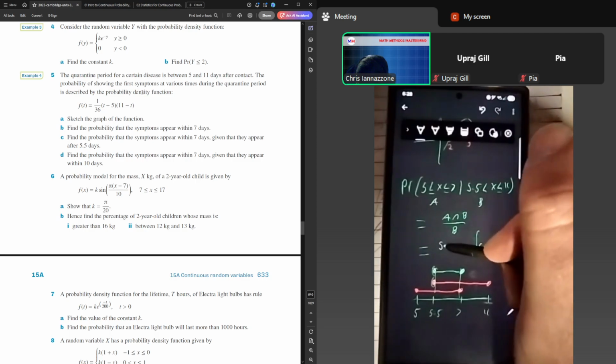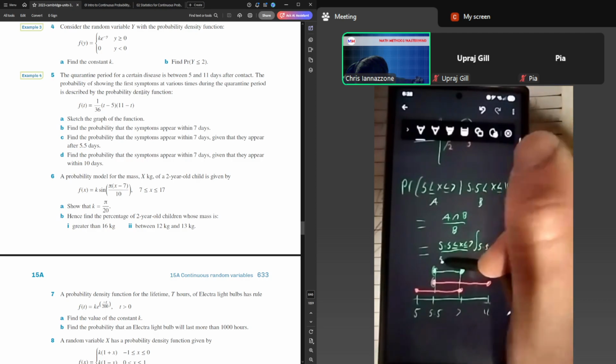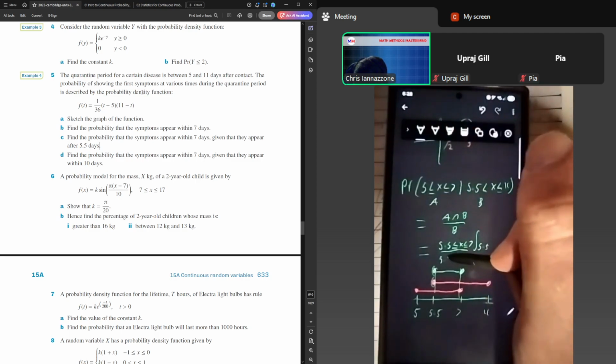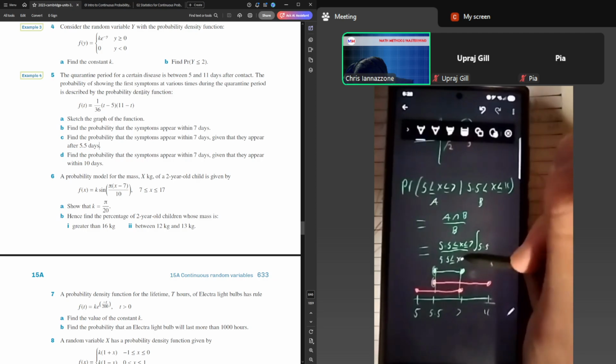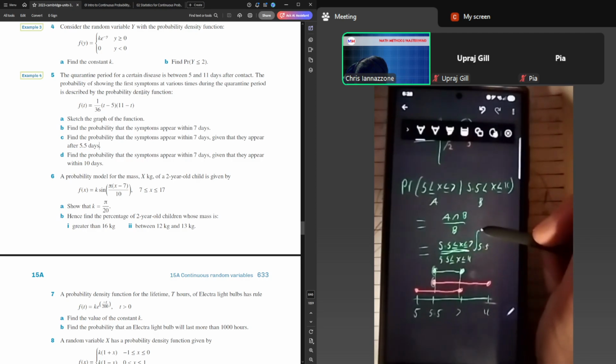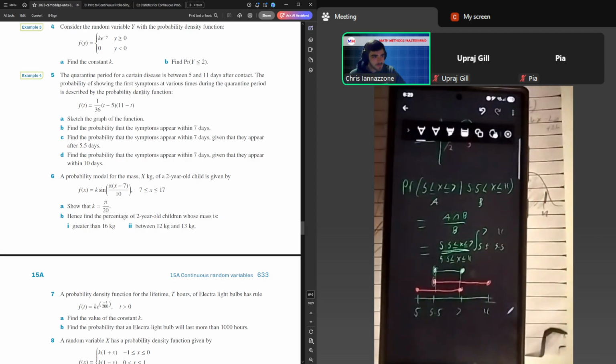So you want to do 5.5 less than or equal to x less than or equal to 7, over the B one, which is 5.5 less than or equal to x less than or equal to 11. That means two separate definite integrals, one from 5.5 to 7 and the other from 5.5 to 11. You do each of those and then perform a division.